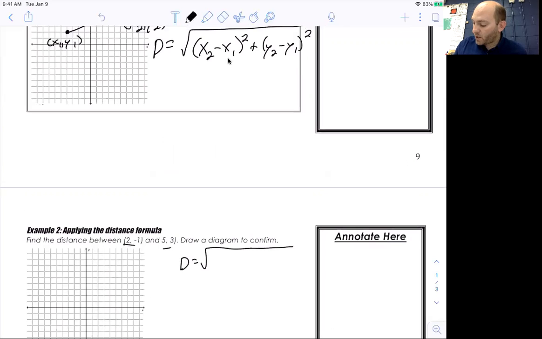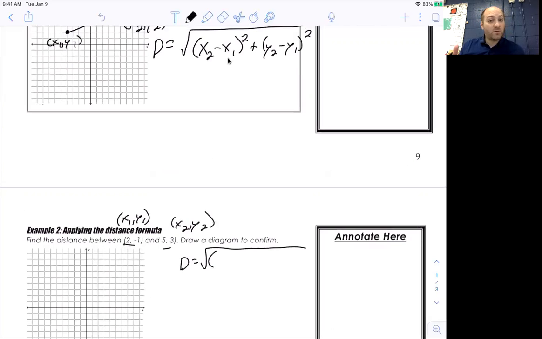Okay, it's going to be the square root. And here's the thing. It does not matter which one I call x2 and x1. Just be consistent. So if I want to call these x1, y1 right here, and x2, y2 for my second set, that's fine. If I flip them, that's also fine.